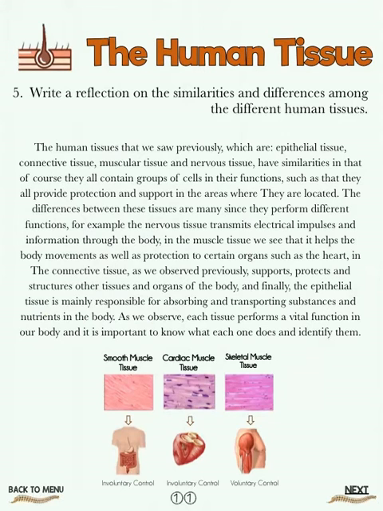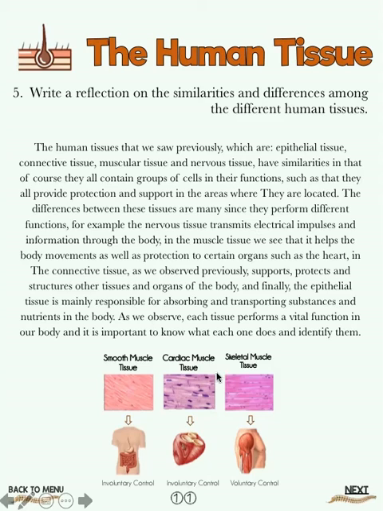The human tissues that we saw previously have similarities in that, of course, they all contain groups of cells in their functions, such as that they all provide protection and support in the areas where they are located. The differences between these tissues are many since they perform different functions. For example, the nervous tissue transmits electrical pulses and information through the body.